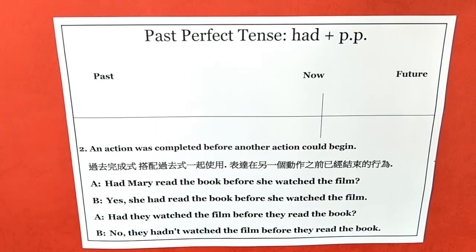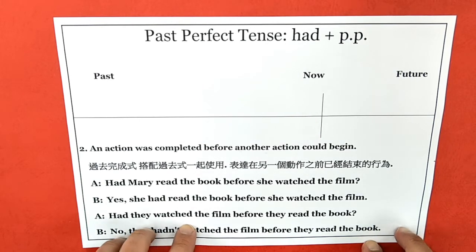Okay, once again, the past perfect tense, had plus PP. Remember, PP is past participle. In the example, to eat, eat, ate, eaten. Eaten is the past participle. All right, number 2. An action was completed before another action could begin.